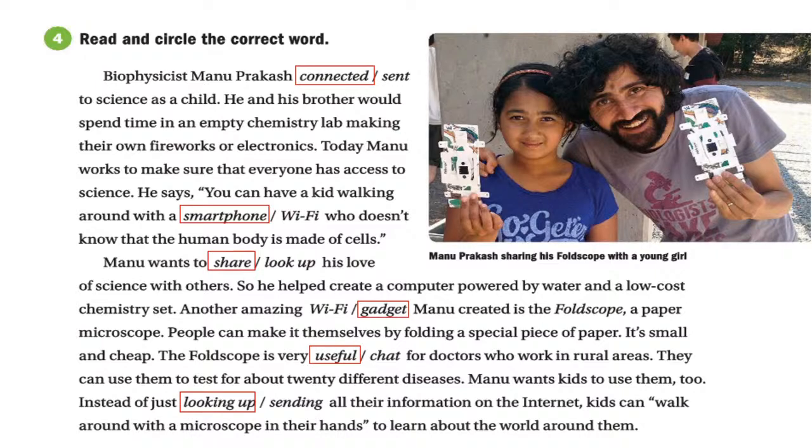muito rapidamente. Como eu falei para vocês no início da aula, a palavra gadget não se refere somente ao celular. O microscópio que ele inventou, né, o foldscope, que é um microscópio feito de papel, é um gadget, entendeu? E não é eletrônico, tá vendo? Então tem essa diferençazinha bem interessante. Tá ok? Very good. So the right words are, as palavras corretas são: connected, smartphone, share, gadget, useful, looking up. Okay? These were the right words you should have marked, okay, on the book, on the text.